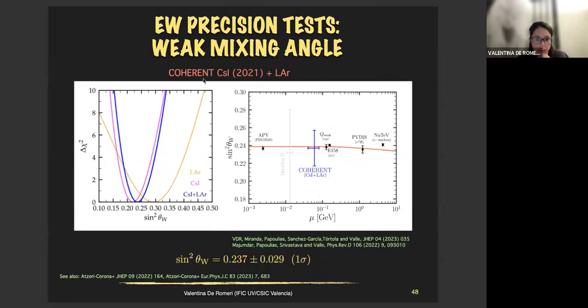Using the most recent COHERENT data sets, the cesium iodide one of 2021 and the liquid argon one, we also got some results concerning the best fit value, analyzing the two data sets separately in orange or magenta, or combining the two data sets in blue. So eventually the combined analysis leads to these results shown here on the right, that, as you can see, is of course in very good agreement with the theoretical expected value, although the error bar is still quite large, but with more data we expect it to become smaller and smaller.